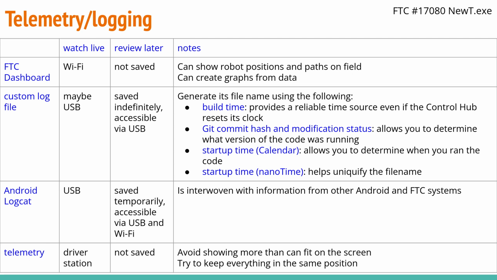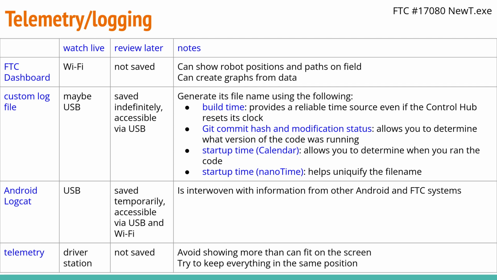Android Logcat is also built in, and you can access it via USB or Wi-Fi, and it saves a file, unlike Telemetry, but it gets deleted after a few runs, I think, and includes information from other Android systems in there too, rather than just what you tell it to output.